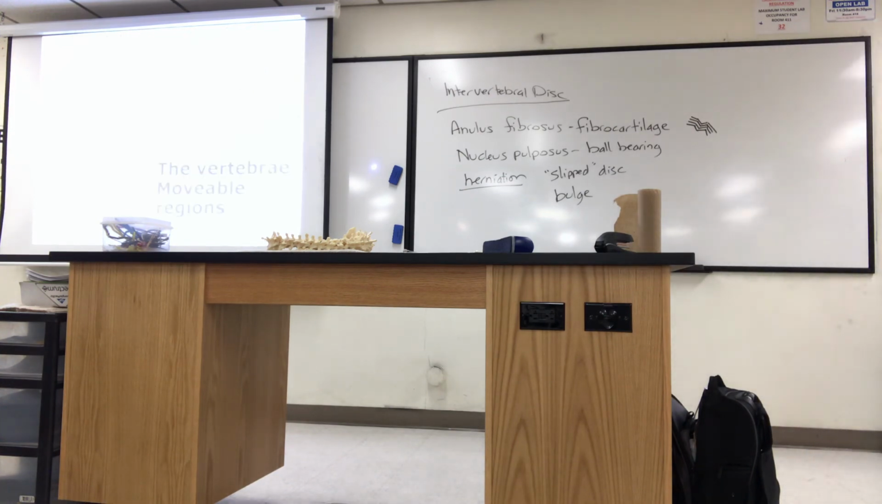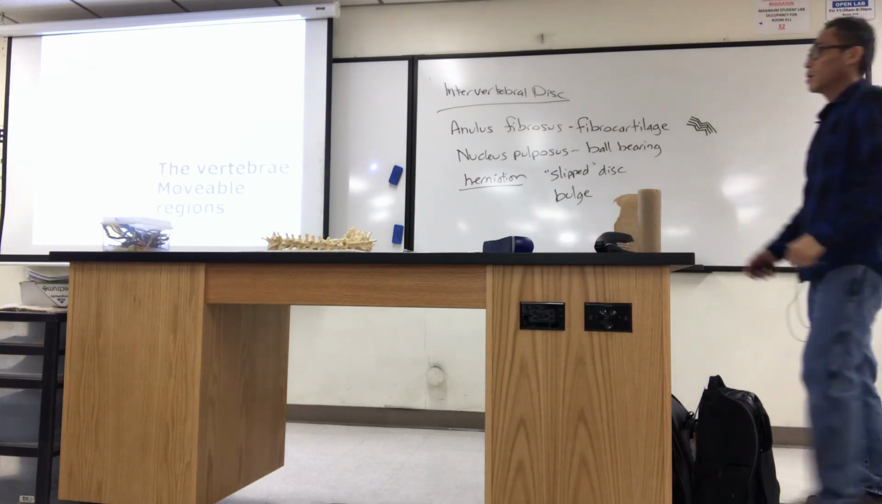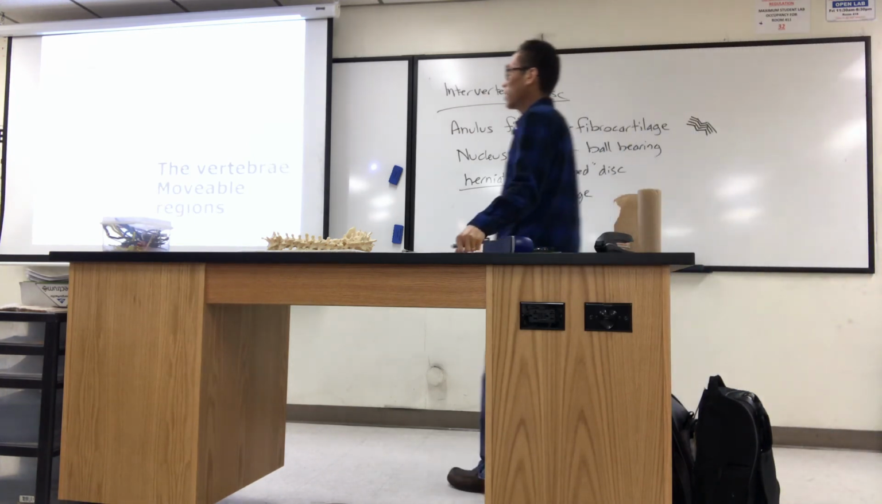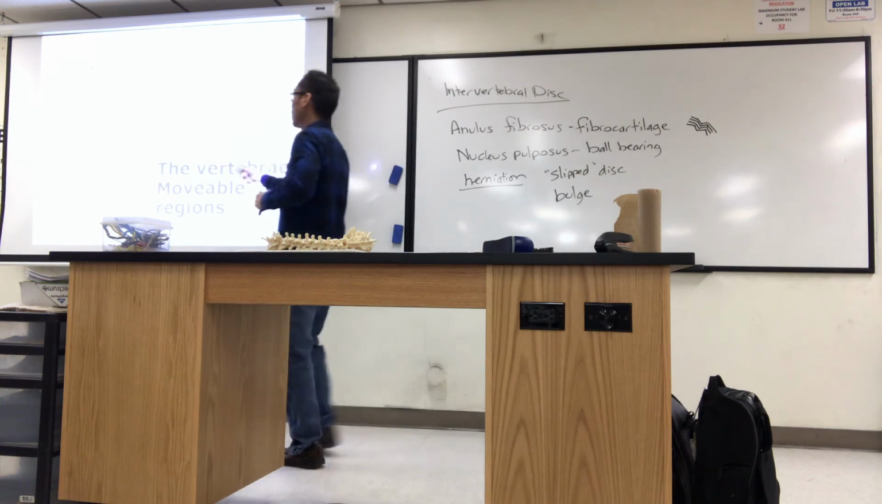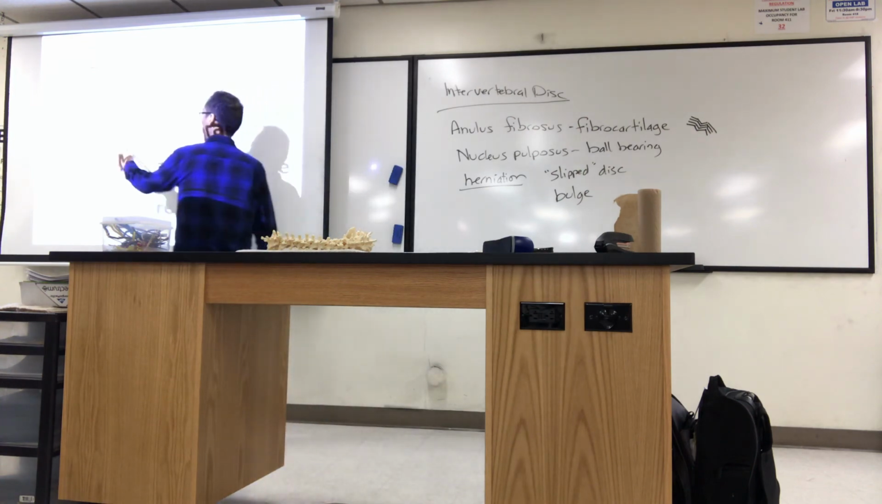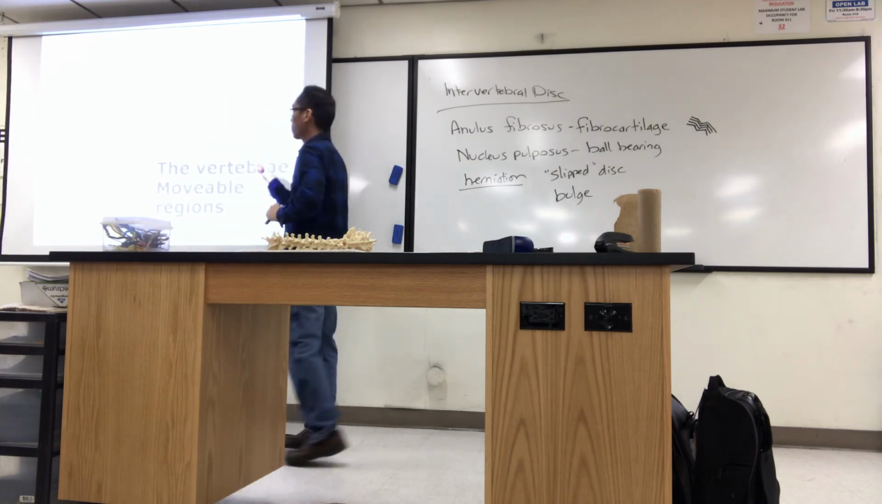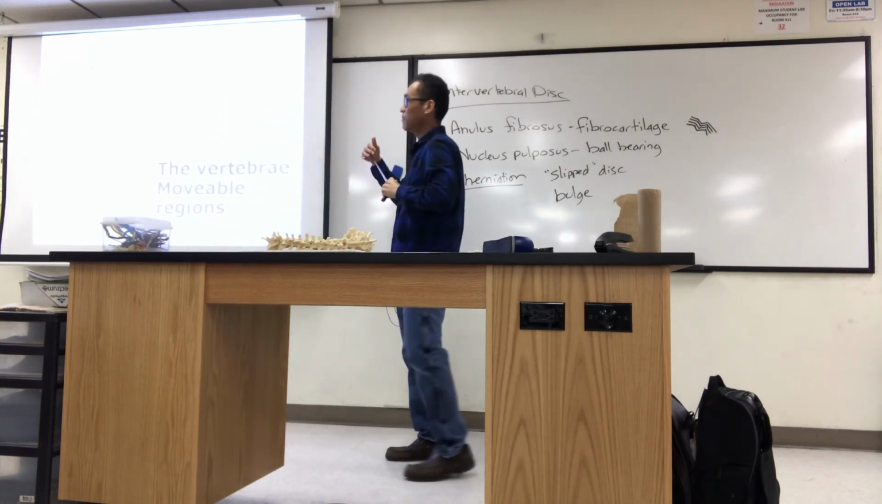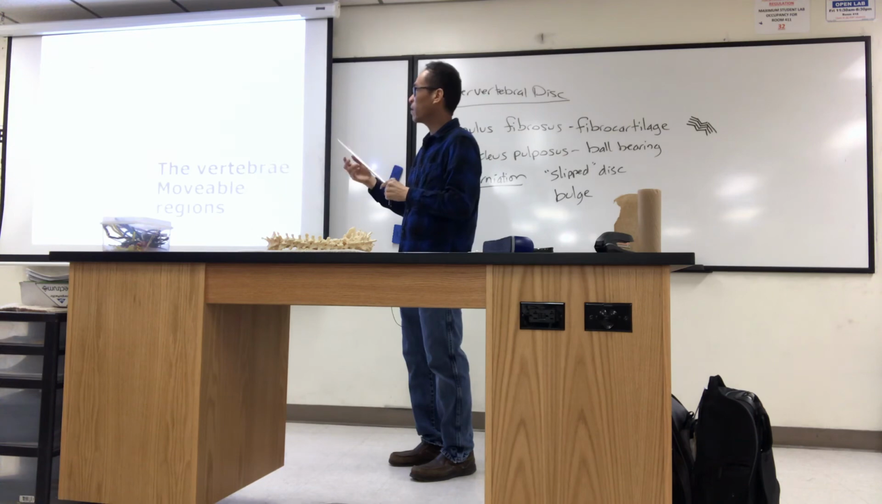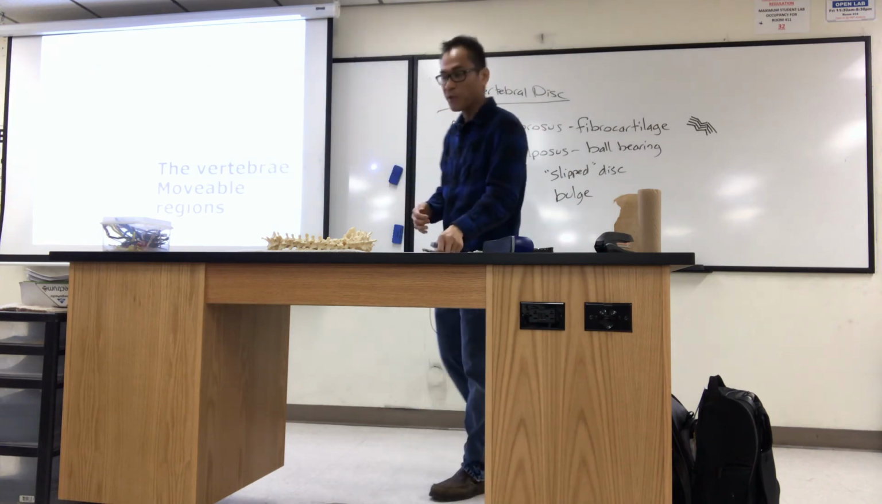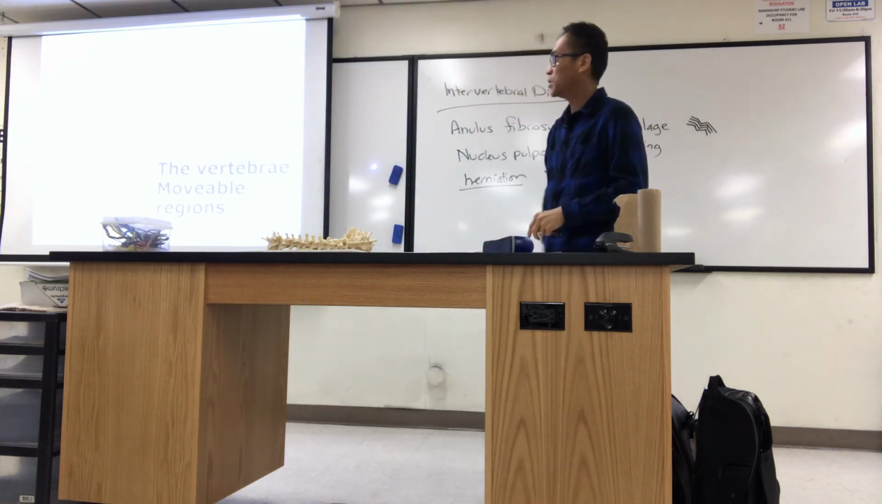So I want to talk about the movable regions, and this figure from the Marieb textbook. They show you the 7, and hey, that's the neck. There's the chest, there's the 12, and there's the 5. So remember 7, 12, 5, just like the times of day you eat. You eat breakfast at 7, lunch at 12, and dinner at 5. Just to help you remember the number of vertebrae in the movable regions.